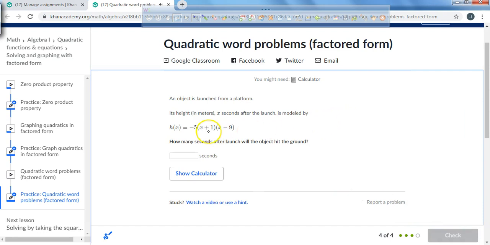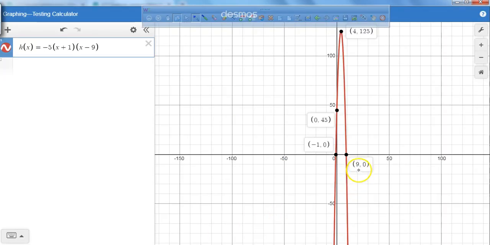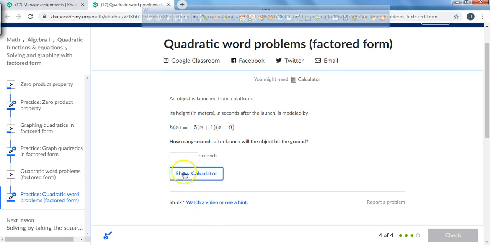Interesting. Looks like we have the same equation, just a different question. It says how many seconds after launch will the object hit the ground? Well, that's pretty easy. If you look at our graph, we already have it right here. It's going to hit the ground after 9 seconds. So I'm just going to go over here and type in 9 seconds. That was easy.